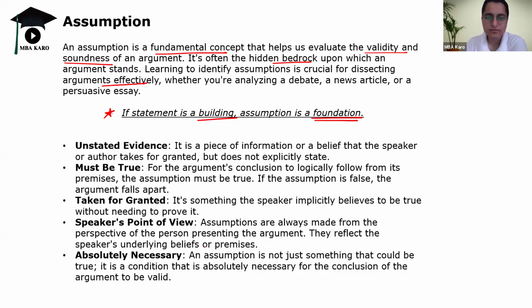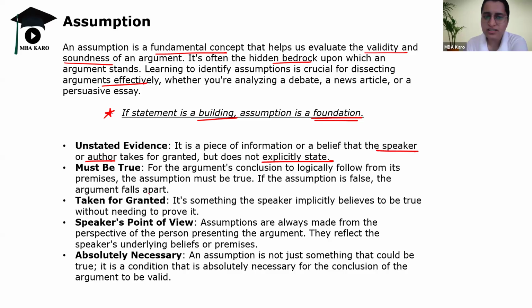Now, what is assumption and how can you identify something as an assumption? Assumption is unstated evidence. Assumption is always unstated. It is not stated in any given scenario, whether it is a passage or a paragraph. Okay, it is not stated. It is a piece of information or belief that the speaker or author takes for granted. So they are not mentioning it. They take it for granted. It is there, okay, but it is not explicitly stated. As I said, assumption is unstated. It is taken for granted. It is more like understood.